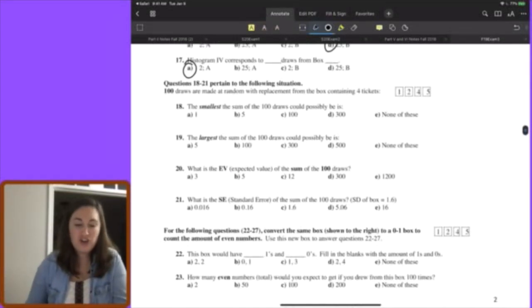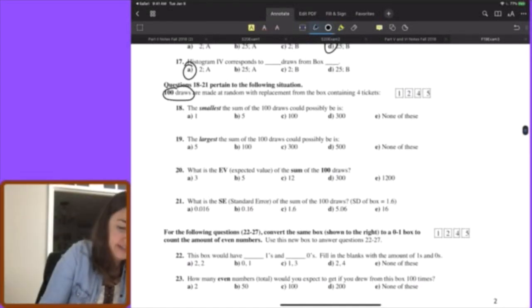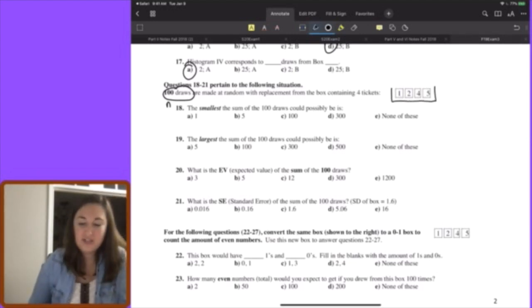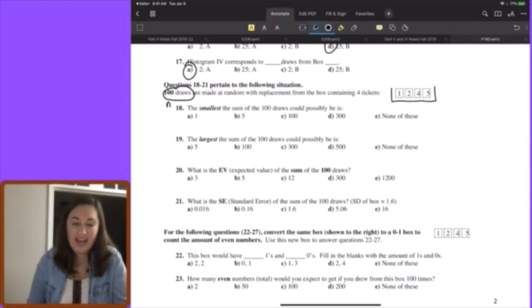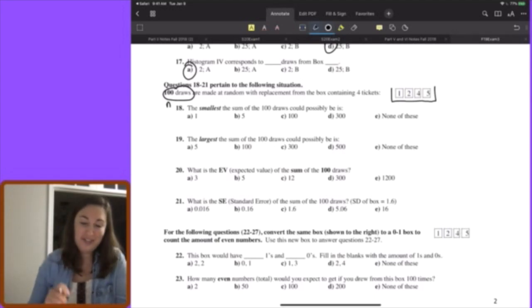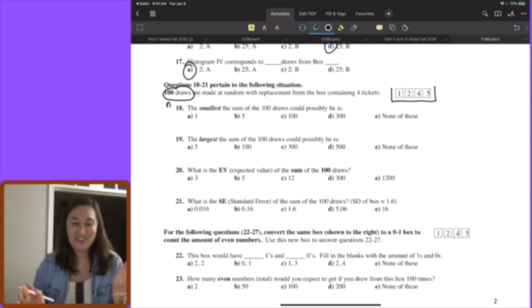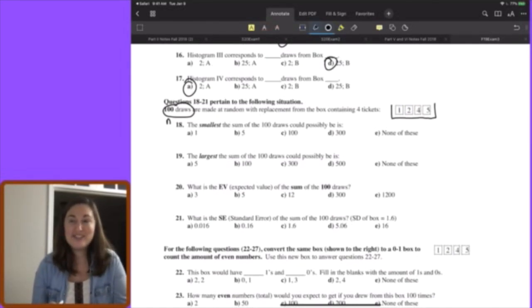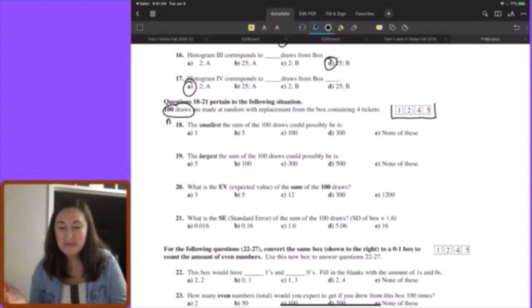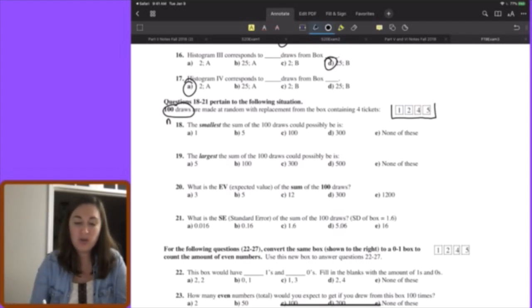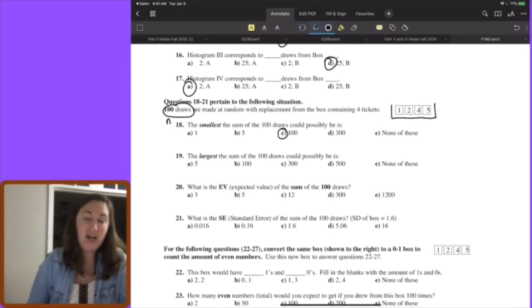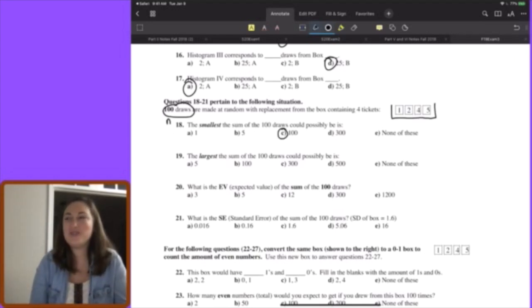Next, we have 100 draws, so that's my N. Made from this box, there are 4 tickets, 1, 2, 4, and 5. And it says, what's the smallest the sum of the 100 draws could be? So this is kind of like what I was just talking about. The smallest sum technically would be getting a 1 every single time. So this is not likely, but it technically is possible. So if I got a 1 every time for 100 draws, my sum would be 100, right? 1 plus 1 plus 1, 100 times.